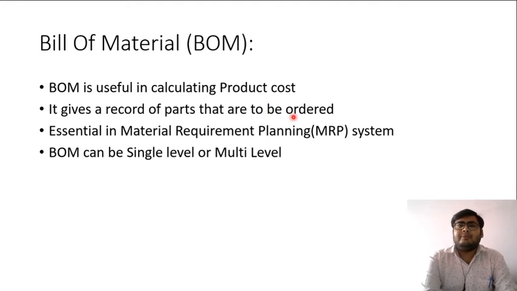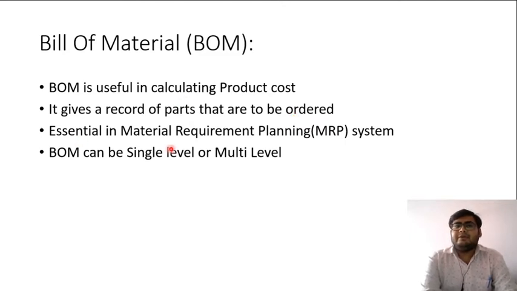Also it gives a record of parts that are to be ordered. If I want to manufacture 100 items of product A, then by looking at the bill of material of product A, I can say, okay, this is the bill of material of product A, multiply all this by 100, and I will have the parts that need to be ordered.